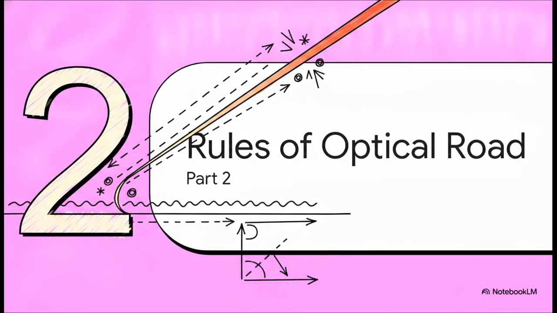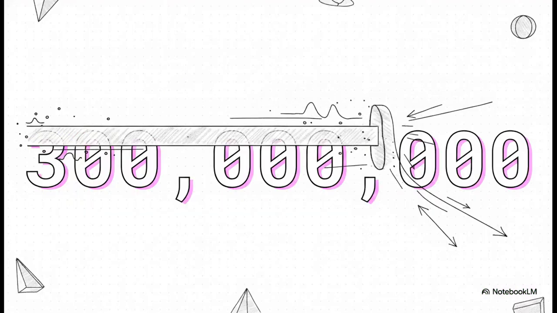Moving right along to part 2, rules of the optical road. Now that we know a change in speed is the actual culprit behind bending light, we need to understand the physical mechanics at play. Just how fast is light moving, and how hard does it hit the brakes in different materials? Well, here is the absolute speed limit of the universe, roughly 300 million meters per second. That's 3 times 10 to the 8th meters per second. That is how fast light travels in a vacuum, completely unimpeded.